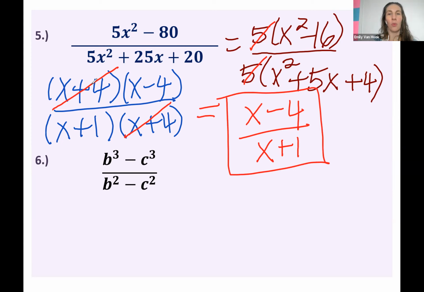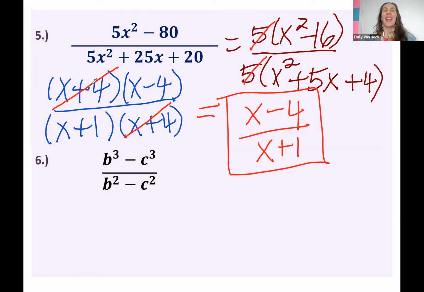Don't go any further. We're done. That's as far as you can go. You cannot cross out the x's because we can't factor out x. There's no more factoring we can do. X minus 4 is just x minus 4. Nothing else can happen there. Same thing with x plus 1. No more factoring. So just make sure as you're factoring and canceling, you don't take it too far and start crossing things out that you really shouldn't.